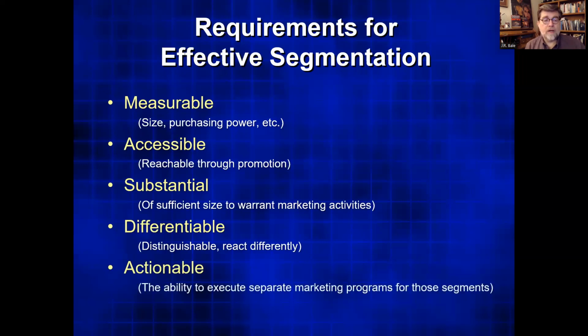And is it actionable? Do you actually have the ability to execute separate marketing plans for those segments? If you don't, you can still divide them up, but it doesn't make much sense if you can't execute different marketing plans for the different groups. Admittedly, you're not going to go after all market segments. You're going to choose which segments to go after. And do you have the resources? And if you don't, it might be better just to go after one market segment. We'll talk about that when we talk about market targeting.